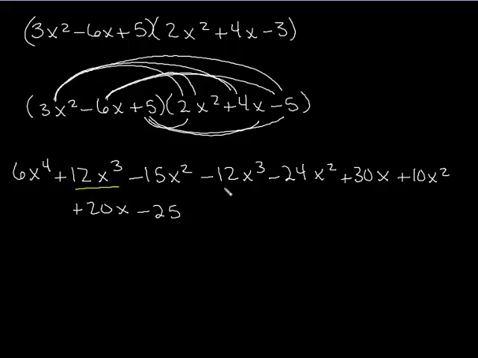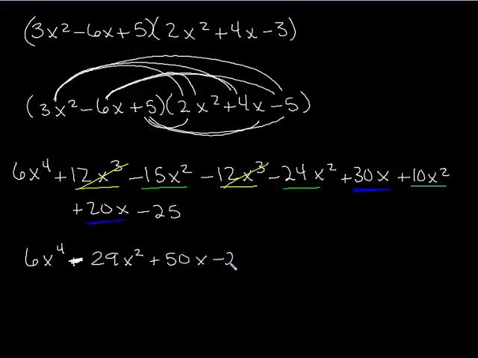We then need to identify any like terms. So I have two terms with a 3 as my exponent. So I have 12 and negative 12. These are actually going to cancel each other out. Next, I look for my squareds. I have negative 15, negative 24, and positive 10. So the negative 24 and the positive 10 will give me a negative 14, so that's going to give me a negative 29x squared. And then I have 30x and 20x, so plus 50x minus 25.